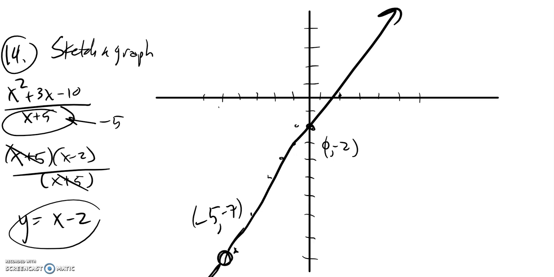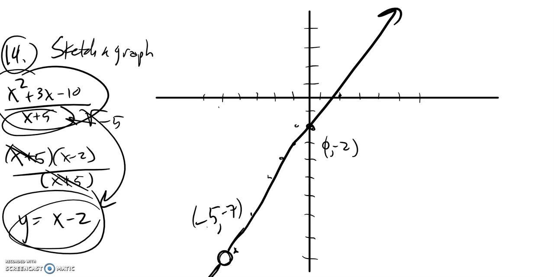So if I sketch my graph, I'm actually going to want to draw it this way with a hole, a nice little clear spot at that point. So this function and this line are equivalent with the exception of there being a hole at the point (-5, -7). So if something divides out, it means you have a hole, and what's left over is the line.